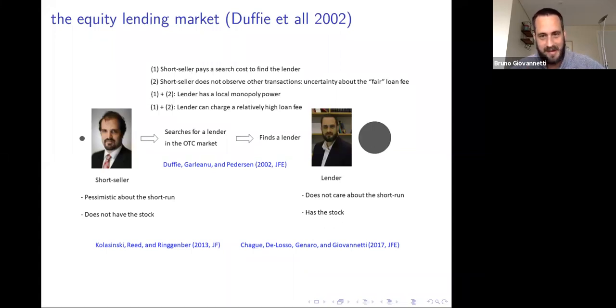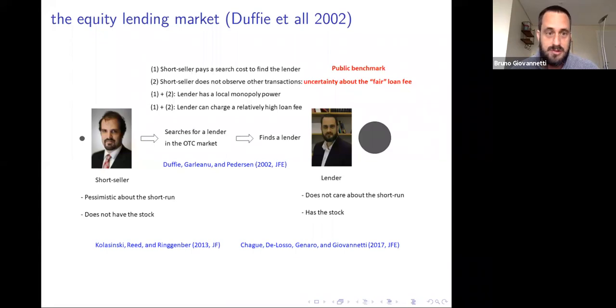Okay, so, but this is the past. Let's talk about the future now, about the present paper. We are going to study a change in this variable here, the uncertainty of the short seller about the current loan fees, because the short seller does not observe the current loan fees, what's going on in the market. And we are going to study a shock in this variable, which will be given by a public loan fee benchmark. A public loan fee benchmark.